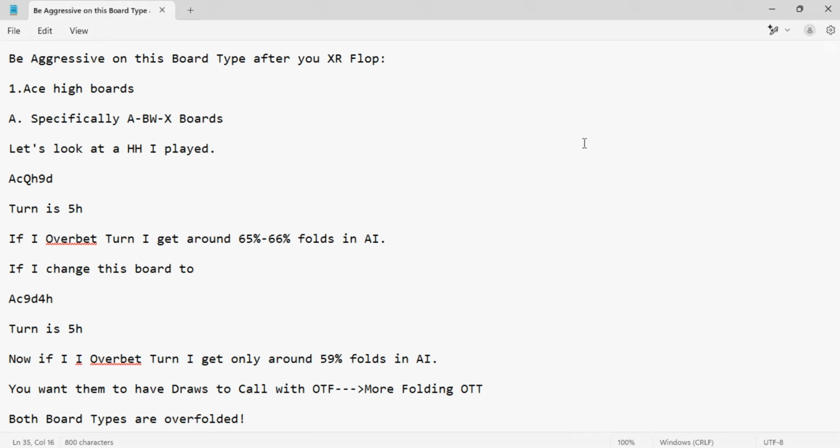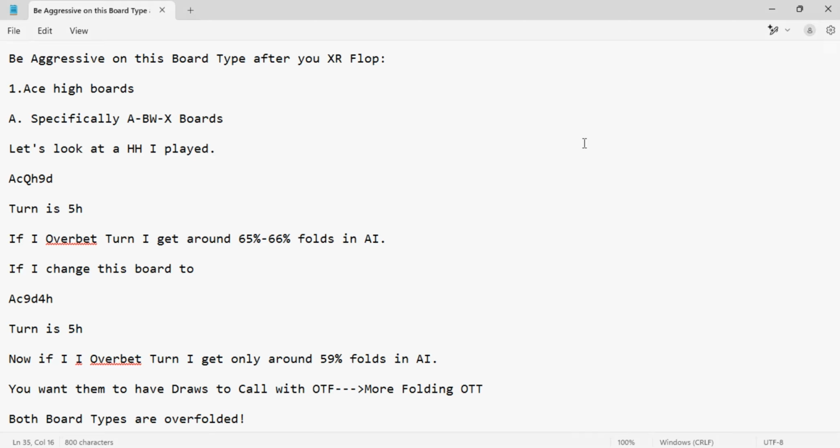Today we are going to be talking about what board type we should be aggressive on after we check-raise flop and we are on the turn. Now this board is counterintuitive, but once we look at MDA, once we look at artificial intelligence, and once we look at a hand history, we're going to understand why this board is overfolded. What board type am I talking about? I'm talking about ace-high boards.